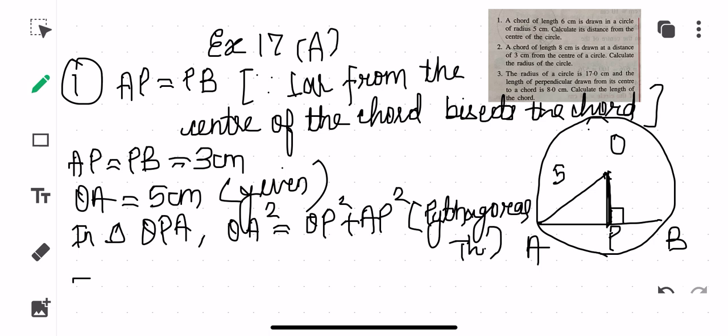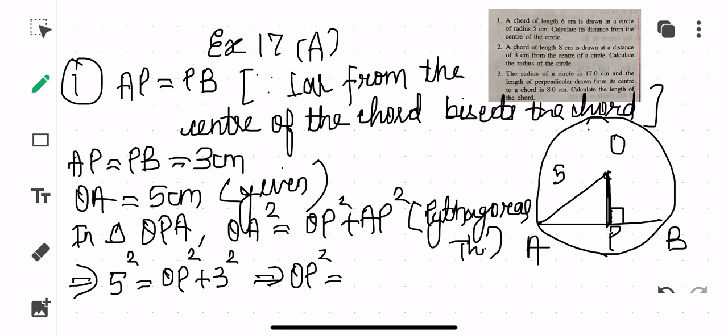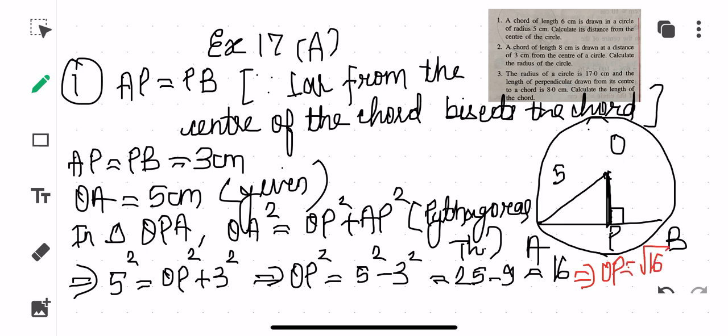Now you will be writing, this implies OA is how much, children? 5. So write down 5 square is equal to OP square, which is what you have to find out, plus AP, which you have calculated as 3 square. So this implies OP square will be equal to 5 square minus 3 square. This in turn is equal to 25 minus 9, which is equal to 16. So how much will OP be equal to, children? I'll write down here that this implies OP is equal to root over 16, which in turn is equal to 4. So the distance of this particular chord from the center is equal to 4 cm.